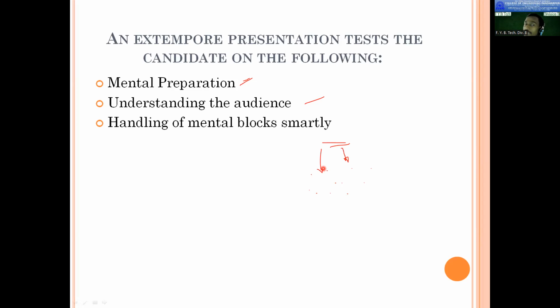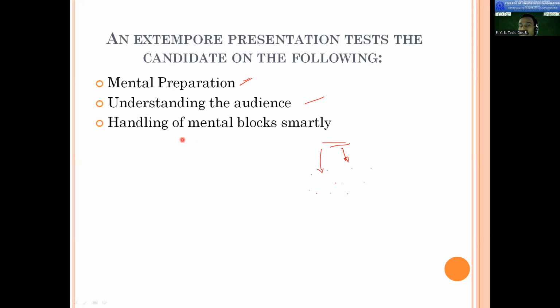So these are things you can do for understanding the audience. Then, what is their educational background? What is their understanding? Maybe different points, their age category. You try to consider these things, and accordingly you deliver your speech.